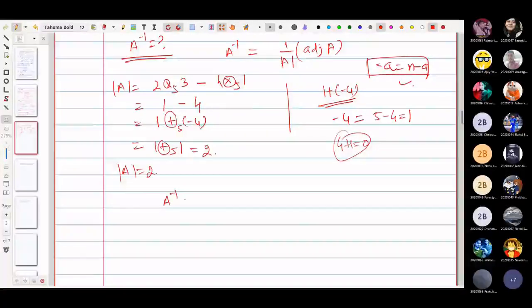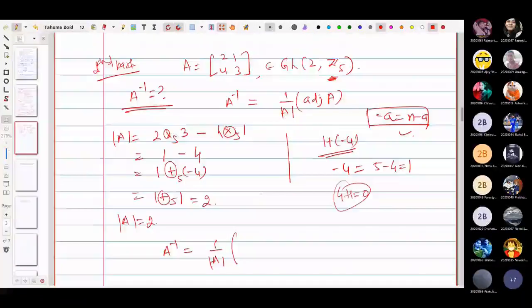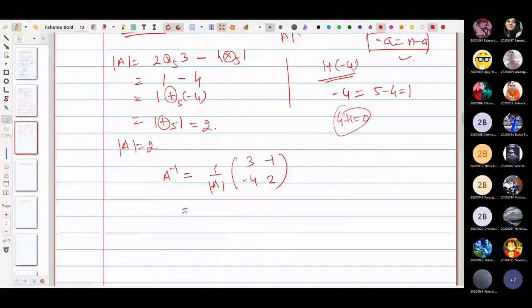It is taking time because I'm explaining. For you, it won't take much time. So A inverse equals 1 divided by the determinant of A, and then the adjoint of A. In case of a 2 by 2 matrix, you need to swap the elements of the main diagonal, so here 3 and here 2, and you need to change the sign of the elements of the other diagonal. All right.